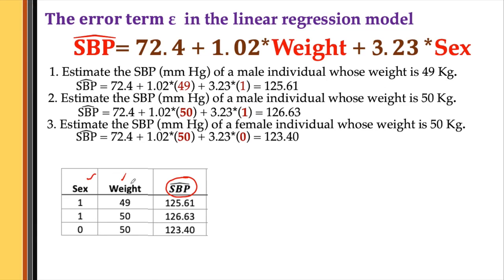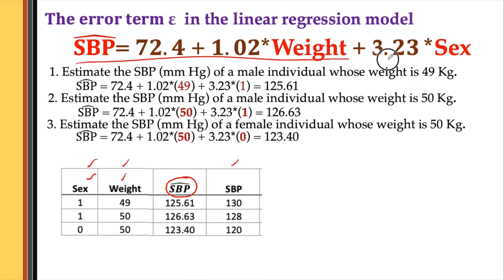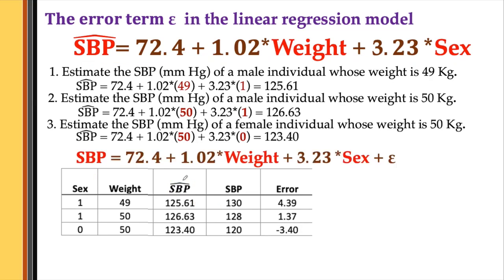Now, is this accurate? That's the question. Remember, in actual data, we have the data of the systolic blood pressure. These three attributes were used to build this model. Now, how close is the estimated or predicted value to the actual value? That is the error term. It's estimated to be 125.61 using this one, but you have to add 4.39 to come up with the actual value, which is 130.